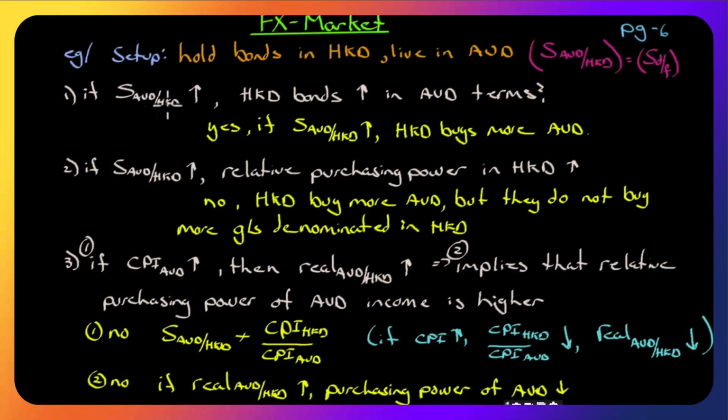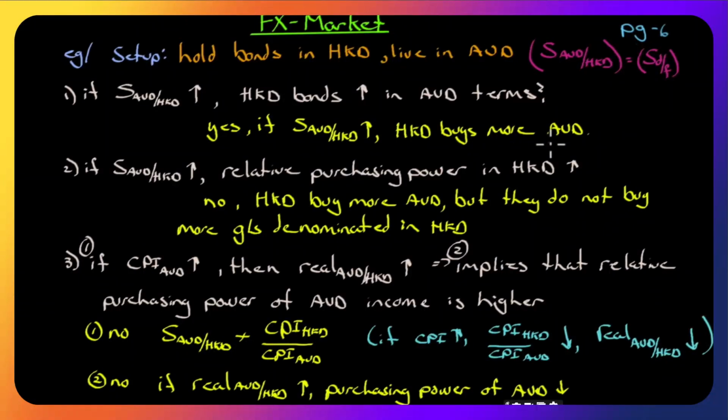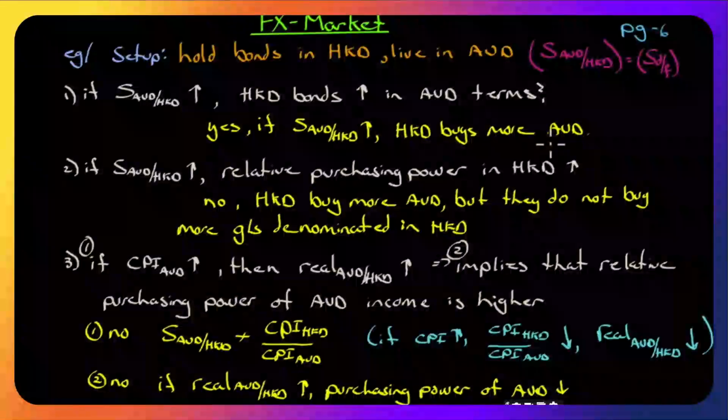Well, let's think about it. If this exchange rate increases, what is it saying? It's saying that 1 Hong Kong dollar buys more Australian dollars. If your bonds are all in Hong Kong dollars and this exchange rate goes up, that means those same Hong Kong dollars can buy even more Australian dollars. So this is a true statement. Yes, if the spot rate, the nominal exchange rate here, increases, Hong Kong dollars buy more Australian dollars.